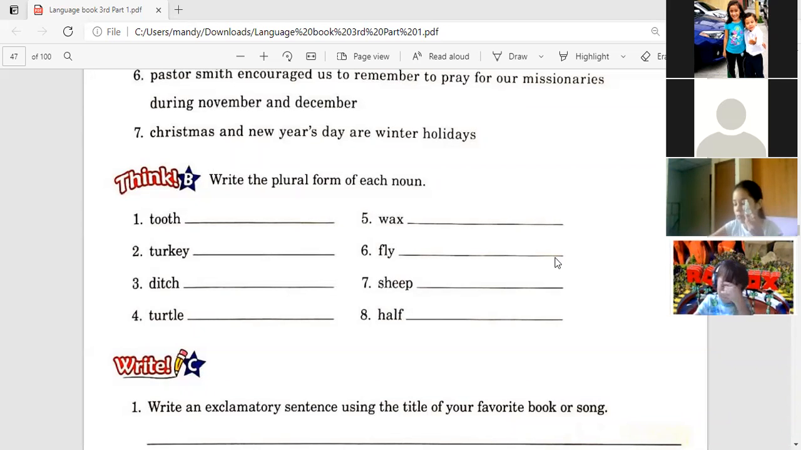So let's see, let's count in right now. Let's start right now. What is the plural of tooth? The plural of turkey. The plural of ditch. The plural of turtle. Wax, fly, sheep, and hoof. Yes? Okay, excellent. So let's see, 1 minute. And then, okay, we check our answer. For that reason, you write with pencil, yes? Okay, because in that form you can erase if we make a mistake. Okay, excellent.